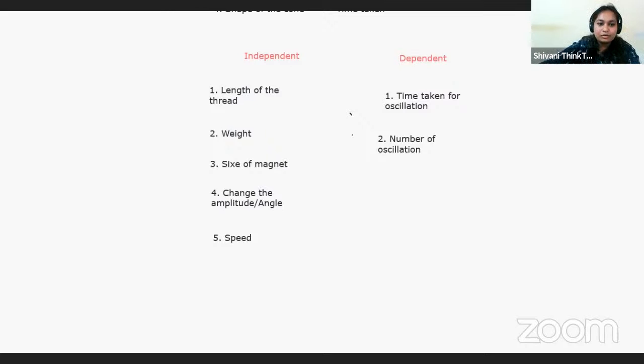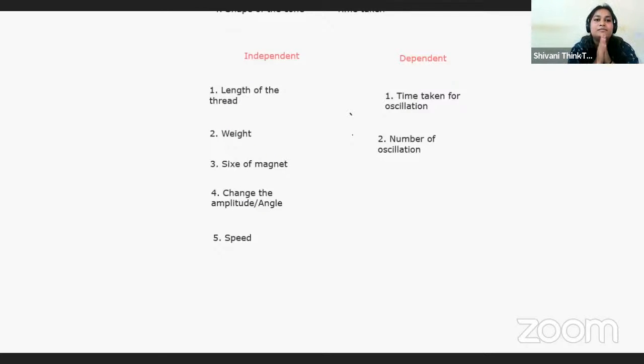Okay. Before starting the video, you guys did not tell me what is the control here. If I'm only changing the length, what is controlled here? Controlled is the place from where the thread is being released. Okay, yes, very good. Amplitude. Amplitude is fixed. What else?